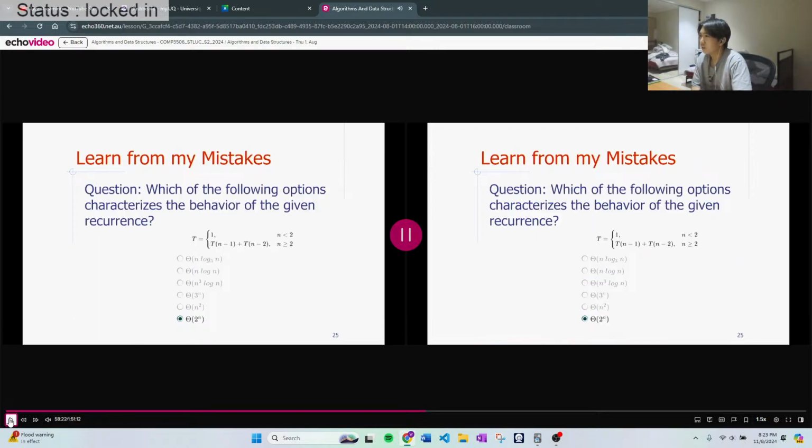This happened last year. Last year, we had quizzes. Now, I said something like this. Which of the following options characterizes the behavior of the given recurrence? This is the same Fibonacci recurrence you just saw. What have I got here? I've got theta n log 3n. That's something I made up, obviously. Blah, blah, blah. Big theta, 2 to the n.